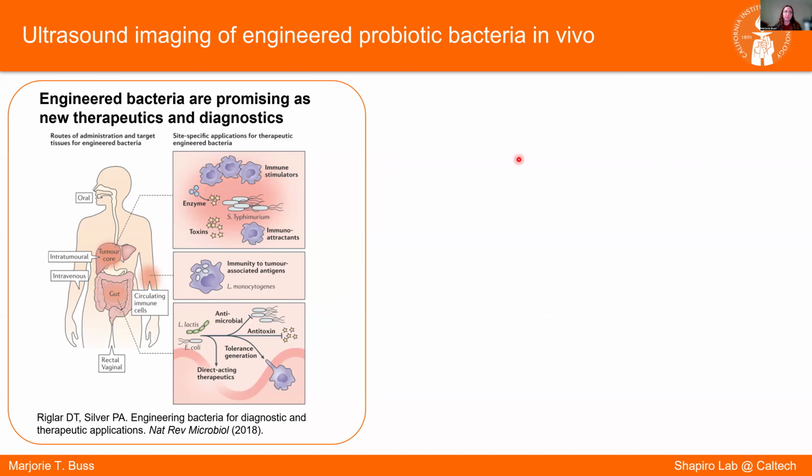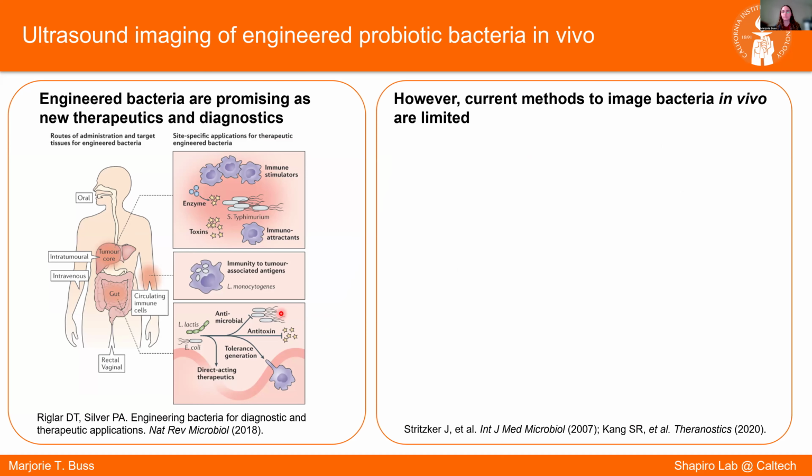Why do we want to be able to image bacteria inside the body with ultrasound? It's because there's a lot of interest in using engineered bacteria as new therapeutics and diagnostics, such as using tumor homing bacteria to treat certain kinds of cancers, and using engineered gut bacteria to diagnose certain gastrointestinal conditions like gut inflammation. But where we saw the gap is that once the bacteria are inside the body, we didn't really have many good tools to be able to monitor their location or what they were doing.